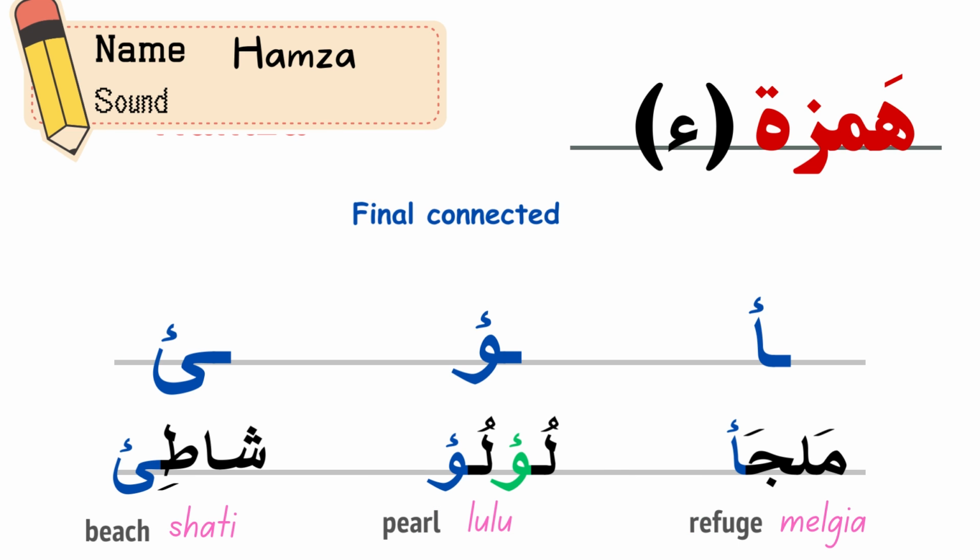There are also three shapes for the final form connected of the hamza. There is the connected hamza on alif, connected hamza on wow, and connected hamza on broken alif. Word ملجأ. ملجأ shows the hamza on alif. Word لؤلؤ. لؤلؤ shows the hamza as a final form connected on wow. Word شاطئ. شاطئ shows the hamza on broken alif in the final form connected.